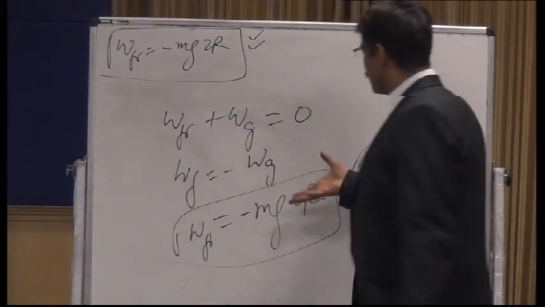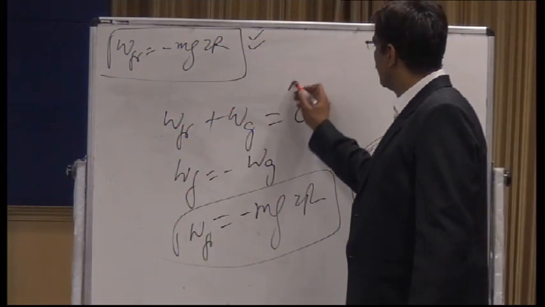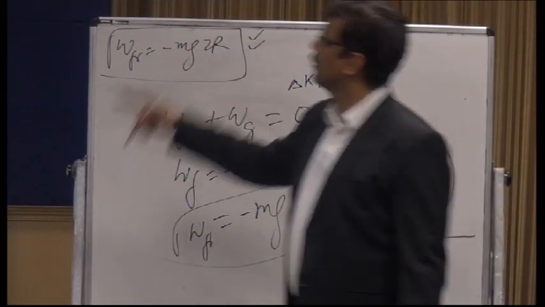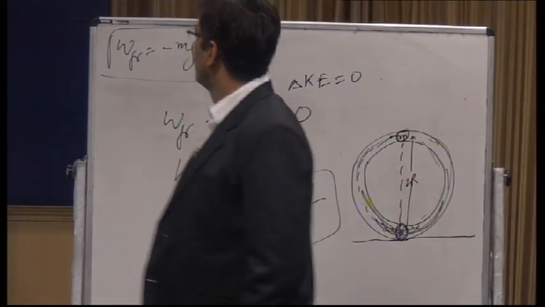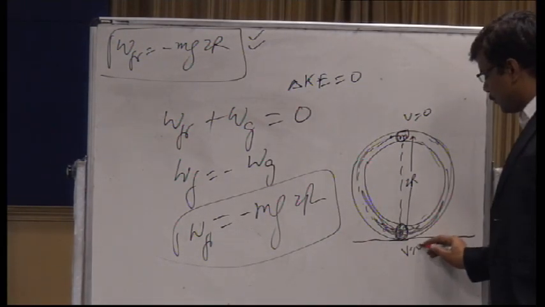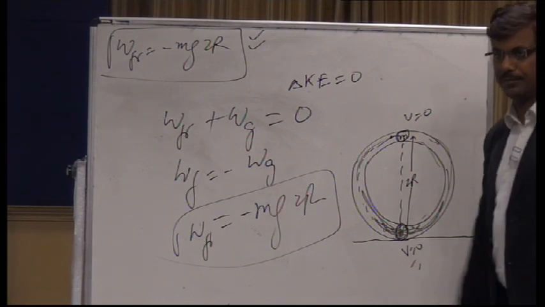Change in kinetic energy is not 2r. Change in kinetic energy, delta K is 0. What was the first question? Why does kinetic energy change become 0? Because finally it starts from 0 and it rests at 0 velocity. So what is the change in kinetic energy? 0.